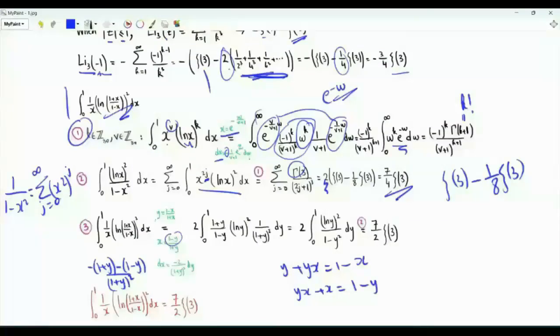When x is 0, y is equal to 1. When x is 1, y is equal to 0. And we can use this minus sign here to have our integral from 0 to 1. This 2 is here. 1 over x is 1 plus y over 1 minus y.